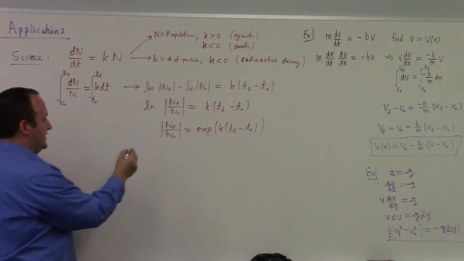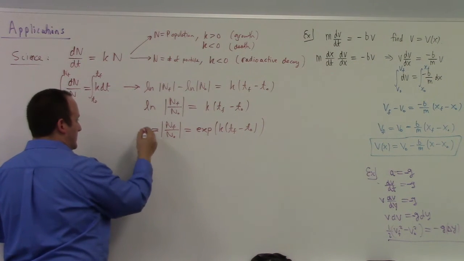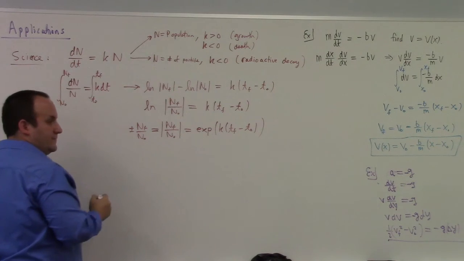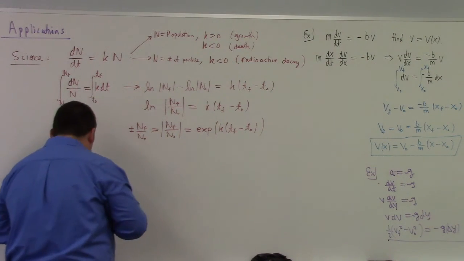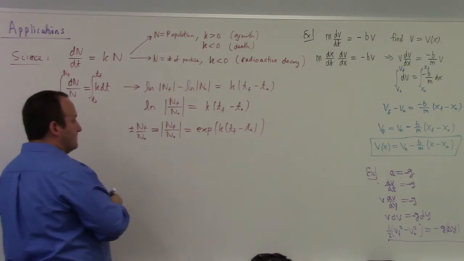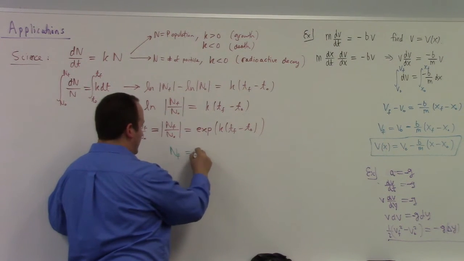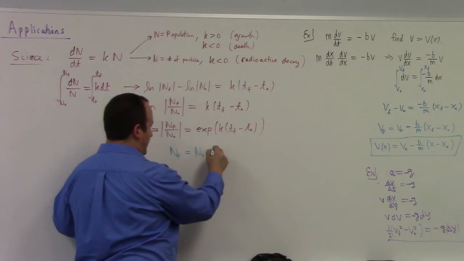But what does this mean? This is equal to plus or minus Nf over N naught, right? But if you think about this, what does it have to be? It has to be plus. Why is that? Just think about it for physical reasons for a second here. So the final N is equal to the initial N times the exponential.